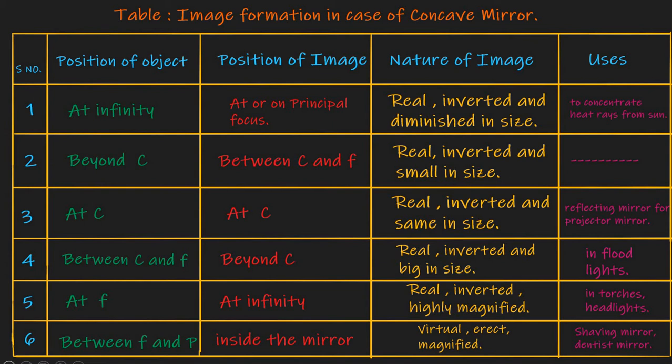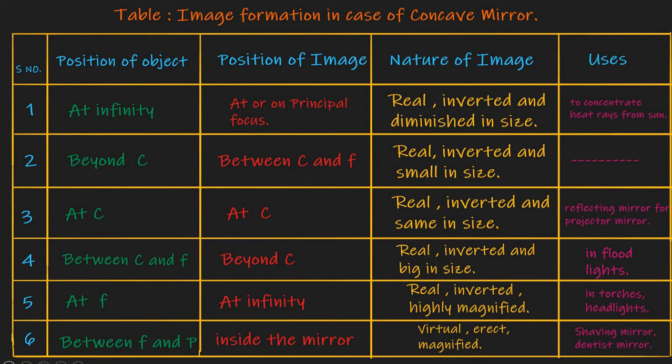For example, the first, when object is at infinity, position of image is at or on principal focus. And the image nature is real, inverted, and diminished in size. A real image is an image that is formed by actual intersection of the reflected light rays. So when image is formed by actual intersection of reflected light rays, such an image is a real image, and all real images are inverted.